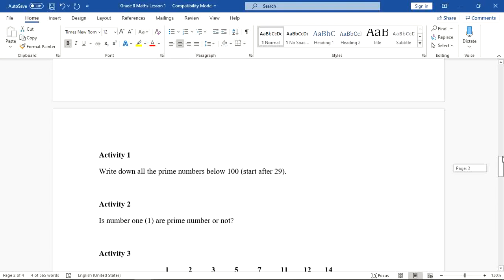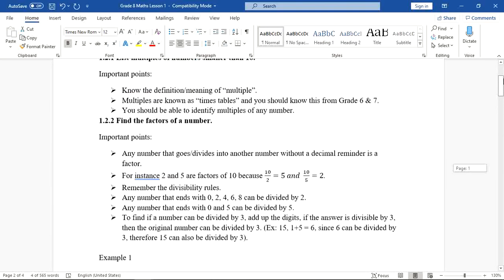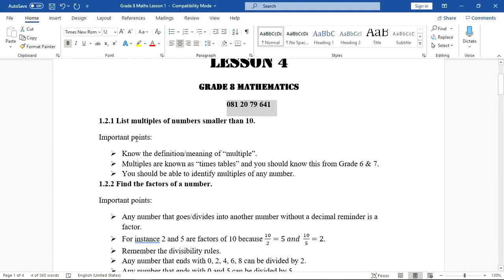Alright, so let's quickly recap what we have done so far. So far, we have learned about multiples. We have learned that a multiple is a product of two whole numbers. A product means it's something that you get after multiplying two numbers. Like 3 times 4 will give you 12, so that 12 is a multiple of 3 and 4.